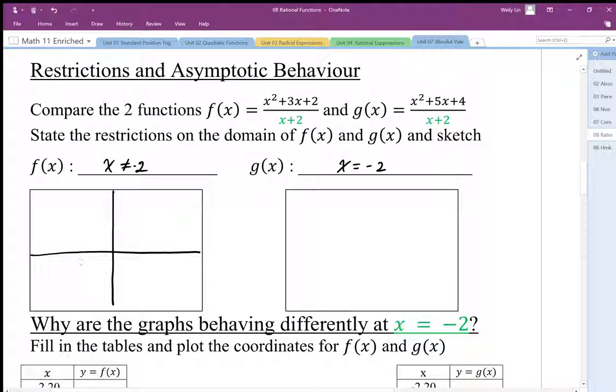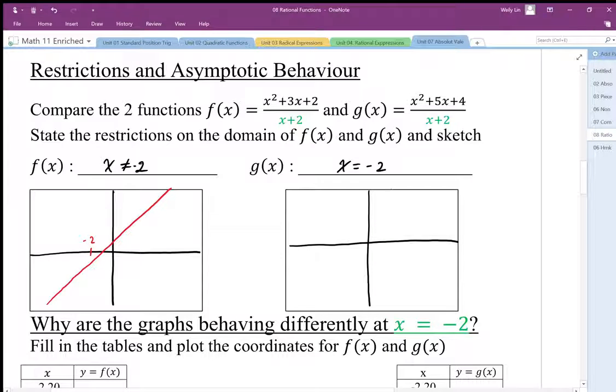It ends up being a straight line. It has a slope of 2, and it looks like it crosses the x-axis at negative 1, and it looks kind of like that. And something's happening at negative 2. We're not quite sure what it is. Let's take a look at the g function.